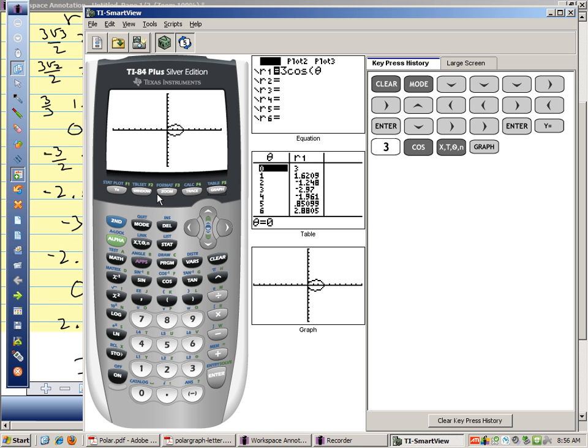And if you look at zoom, we go to zoom trig, zoom 7, and it gives a nice window for graphing trig functions. So there's the graph of r equals 3 cosine theta in your calculator. So you set it in polar and graph it in your calculator. Make sure your calculator is in radian mode and you set your graph to polar. If you put it in degree mode, it gives you a funky graph. You end up with lines.